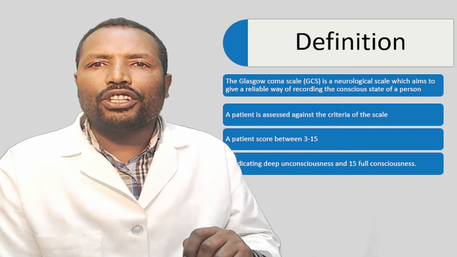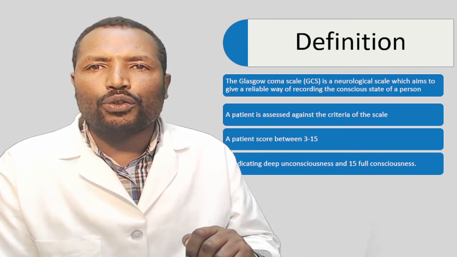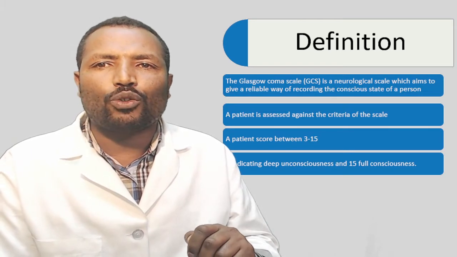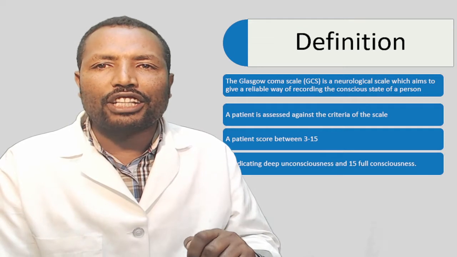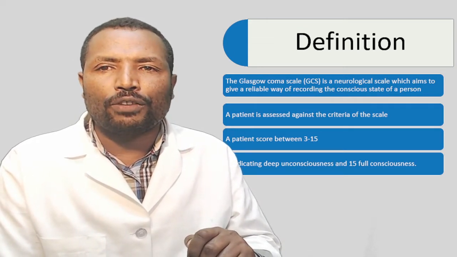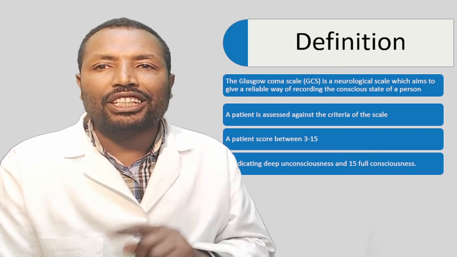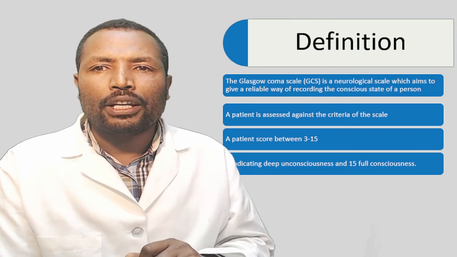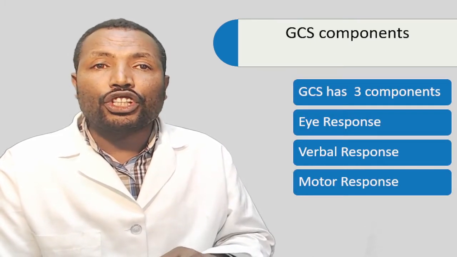The Glasgow Coma Scale is a neurological scale which aims to give a reliable way of recording the conscious state of a person, and it is assessed against the criteria of the scale. The score is between 3 and 15. If the score is 3, that indicates the patient is in deep coma, and if it's 15, the patient is conscious. It has three components.